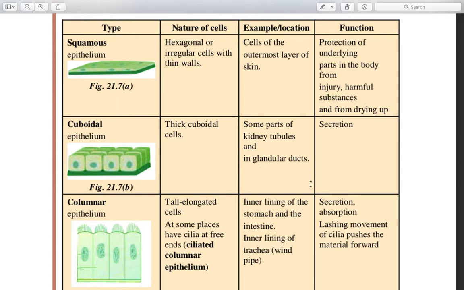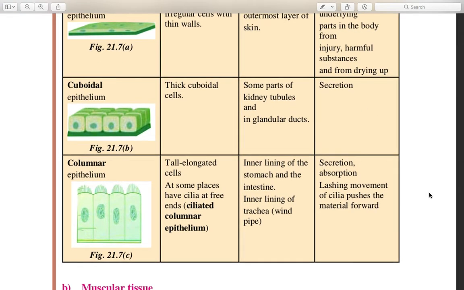And in glandular ducts. Ducts are basically like a tube or anything which secretes something. For example, you have saliva secretion in our mouth. Okay, so they have glands, and a gland is something that secretes. They are made up of this cuboidal epithelium. As I told, the main function is secretion, for example, saliva, salivary gland.